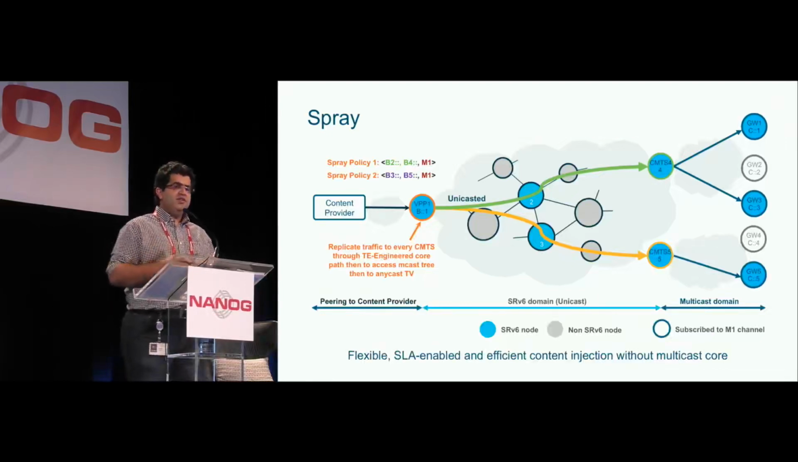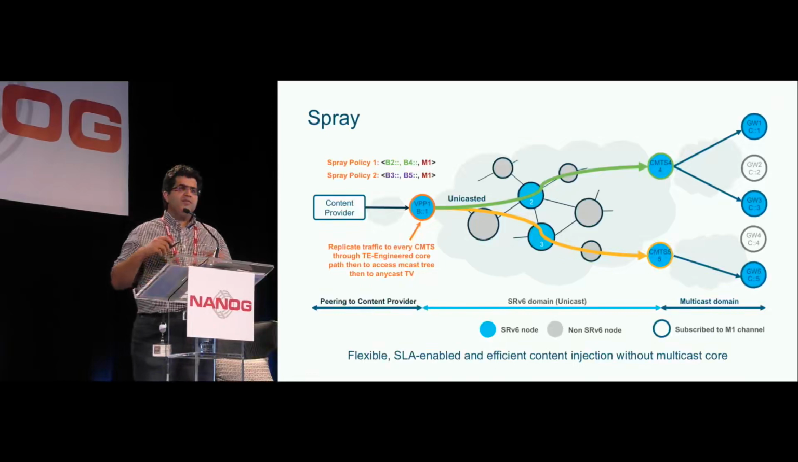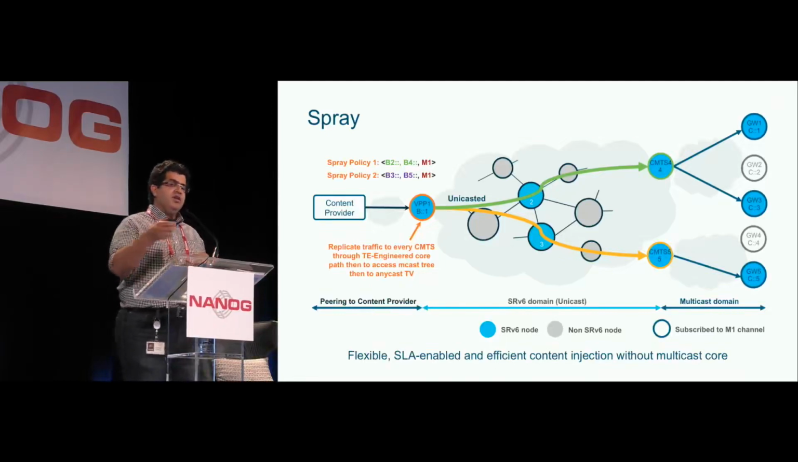So you see, in this particular case, we have been able to do SLA because you can have these policies which are dependent on some SLAs. We have also got rid of the multicast in the core, and we have been able to do a flexible approach because if the topology changes and controller is in the picture, it can recompute the path.